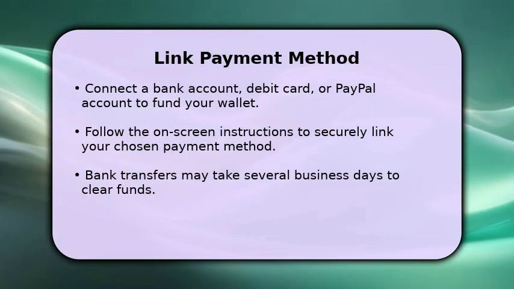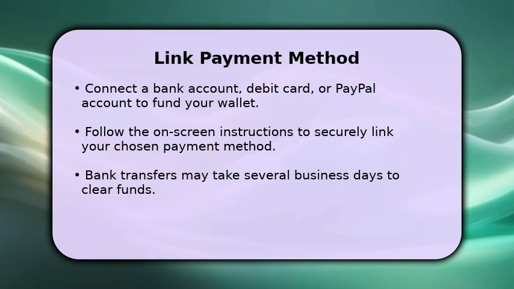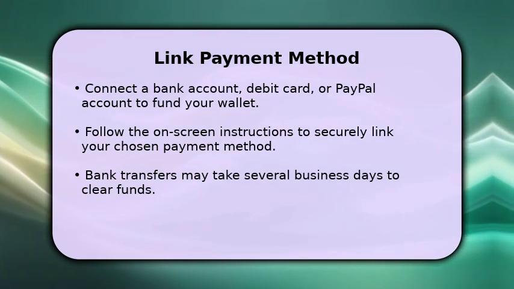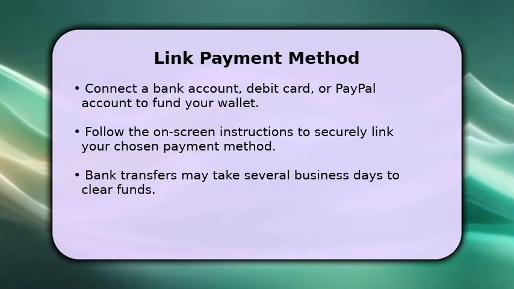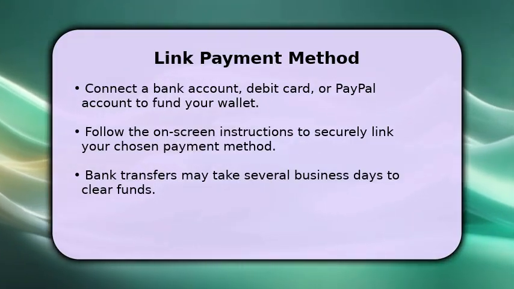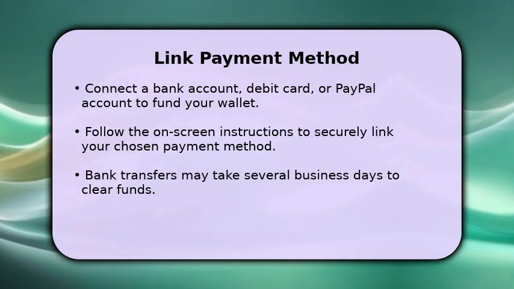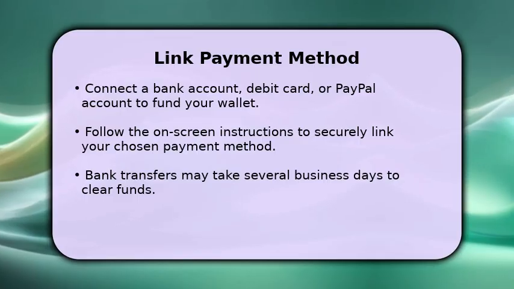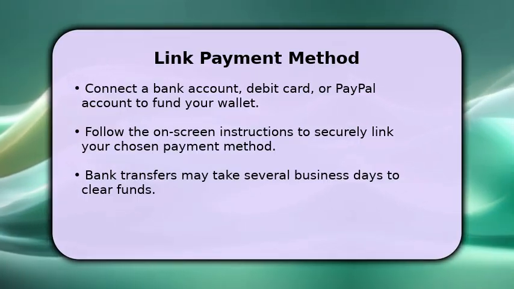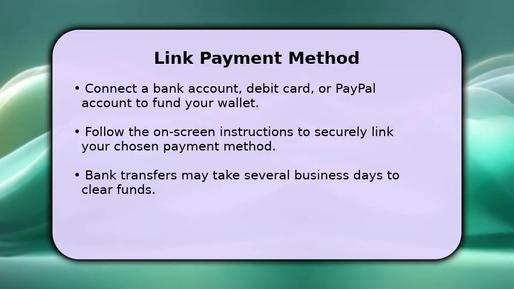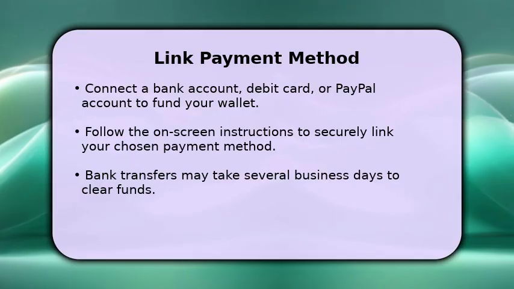The final step is to link a payment method to your Coinbase account. You can choose to connect a bank account, a debit card, or even a PayPal account. Follow the secure on-screen prompts to link your preferred method. Bank transfers might take a few business days for funds to clear, while debit card purchases are often instant, allowing you to buy cryptocurrencies right away. You are now ready to explore the world of digital assets.